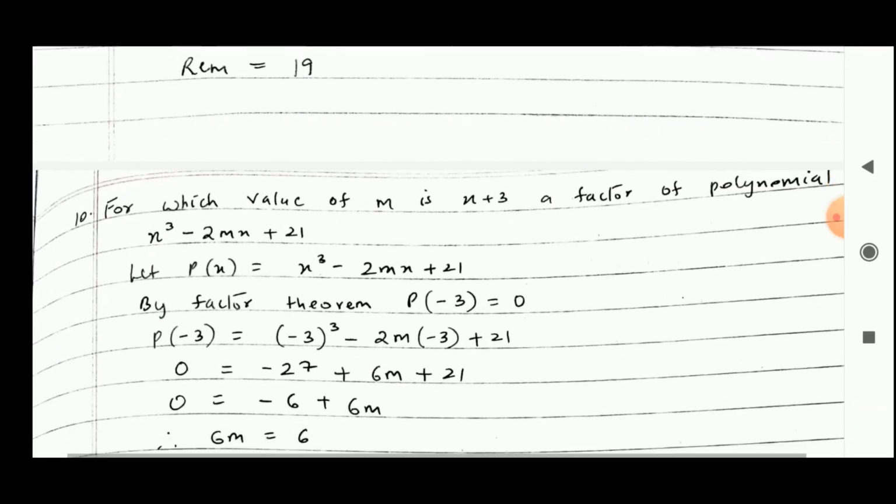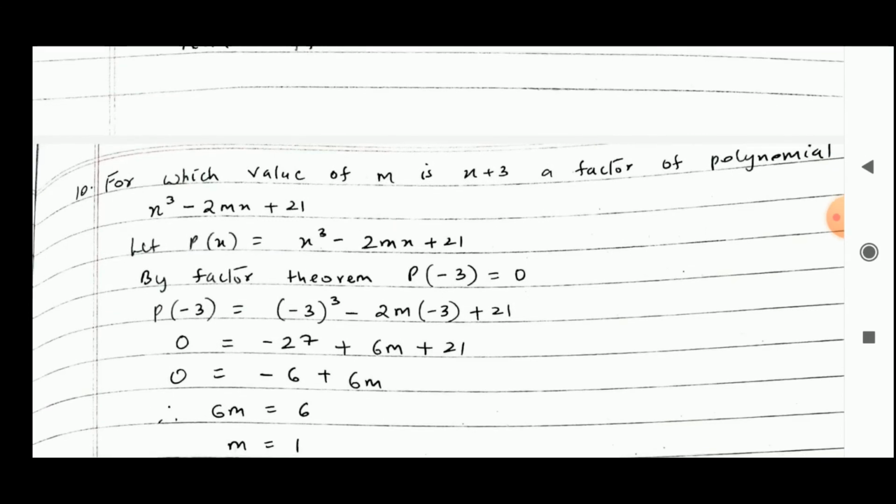Then 10th one, for which value of m is x plus 3 the factor of the polynomial x cube minus 2mx plus 21. Let the polynomial p be equal to x cube minus 2mx plus 21. So by factor theorem, value of the polynomial p at minus 3 is equal to 0. So value of the polynomial p at minus 3 is equal to minus 3 whole cube minus 2m into minus 3 plus 21. So this is minus 27.